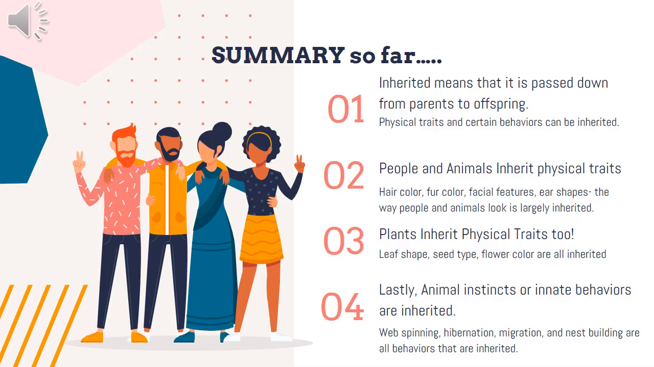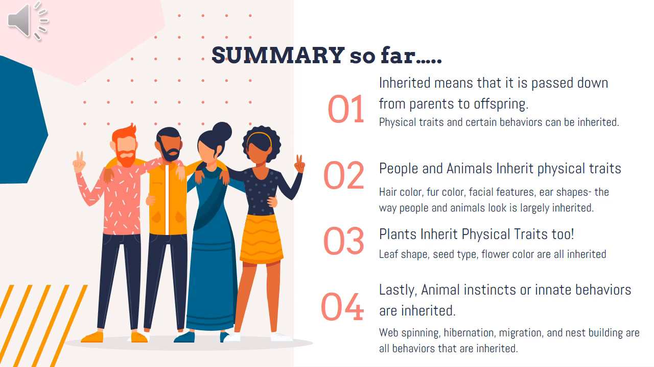We're going to do a summary so far. So the first thing we talked about was the word inherited, and that inherited means it's passed down from the parents to the offspring. We're talking about physical traits and certain behaviors that can be inherited. The second thing we talked about is that people and animals inherit physical traits, and we talked about all kinds: hair color, fur color, facial features, ear shapes. The way the people and the animals look is largely inherited.